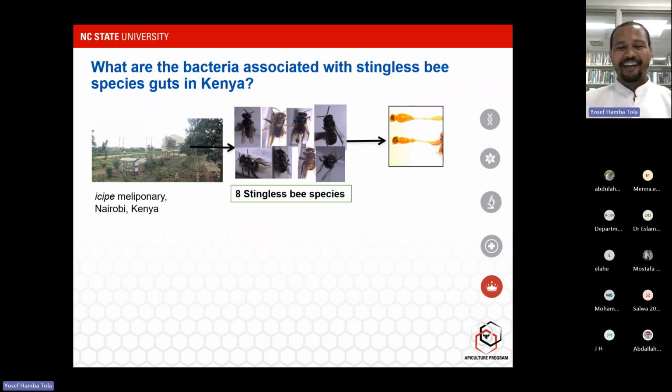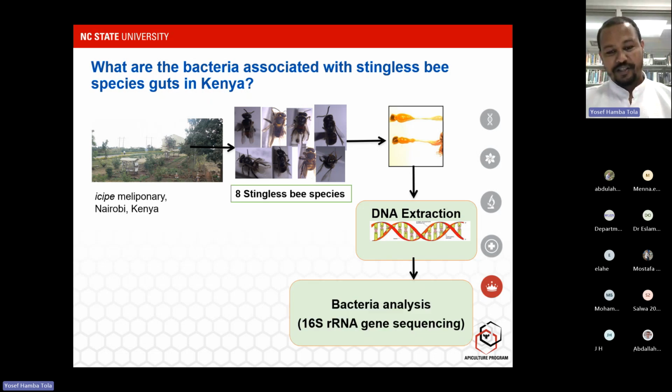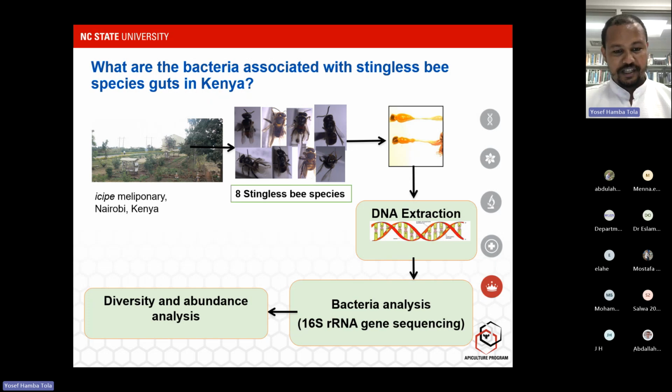Stingless bees are not like honeybees; they are very tiny and small, and it is very hard to dissect them to get the guts. I tried my best and dissected them to get the guts for my analysis. For this one, I did the same thing: DNA extraction, sequenced the 16S V4 region, and analyzed the diversity and abundance.